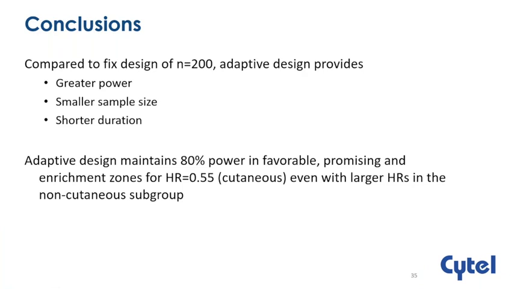So while we're also waiting to collect the questions, let me recap with the conclusions of today's webinar. Compared to a fixed design of about 200 subjects, the adaptive design provides greater power, smaller sample size, and shorter duration. It maintains 80% power in the favorable, promising, and enrichment zones for a hazard ratio of 0.55 in the cutaneous group, even with larger hazard ratios in the non-cutaneous subgroup.